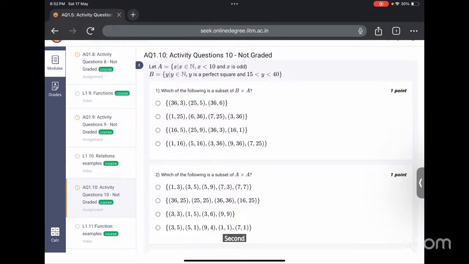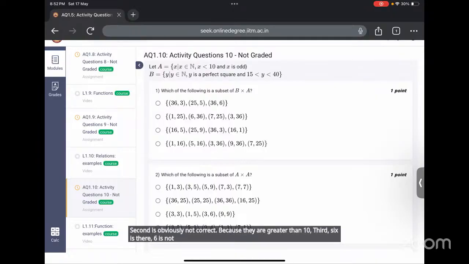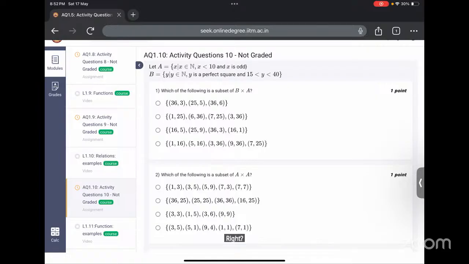Second is obviously not correct because they are greater than 10. Third, 6 is there. 6 is not odd. And for the fourth option, 4 is there and 4 is not odd, right? So the first option will be the correct one. Okay. Okay, ma'am.